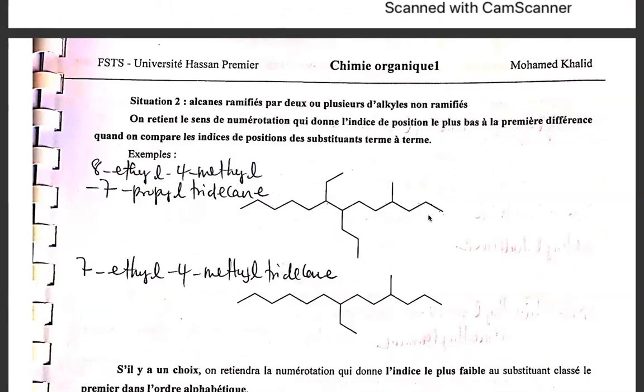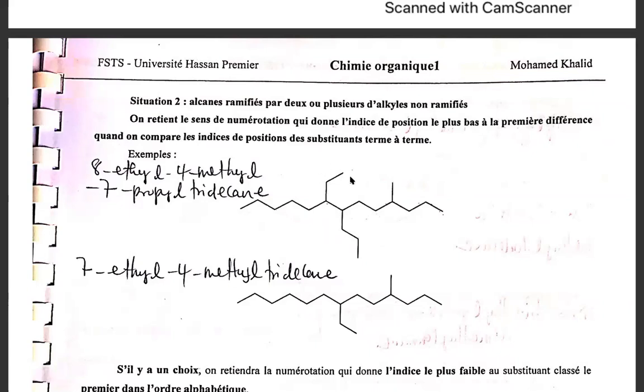So rule number 3 states we are supposed to look for the positions of these alkyl groups. In this case, we have methyl at position number 4. Then we have propyl at position number 7, and at position number 8, we have ethyl.